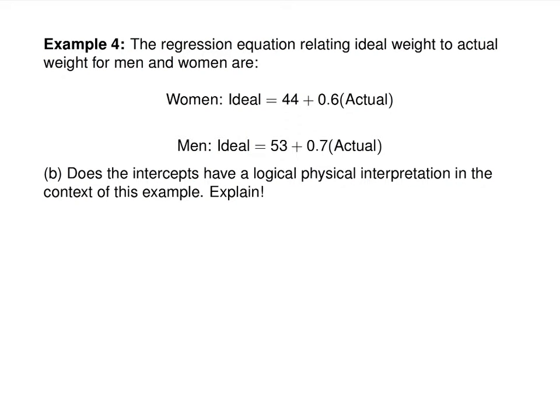Do the intercepts have a logical explanation, interpretation in this context? No. So this means the actual weight equals 0. Does that make sense? This first equation, its y-intercept is 44, right? The second equation, its intercept is 53, right? In both cases, that means the x variable is 0. If your actual weight is 0, you really want to weigh 44 pounds. So anytime we're dealing with height and weight, we just put no for that question.